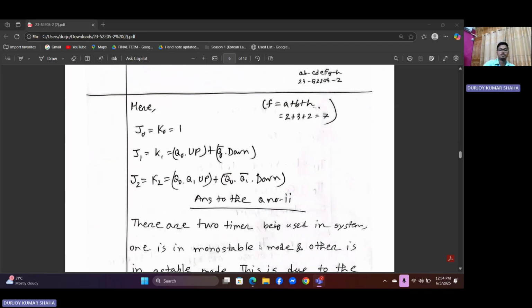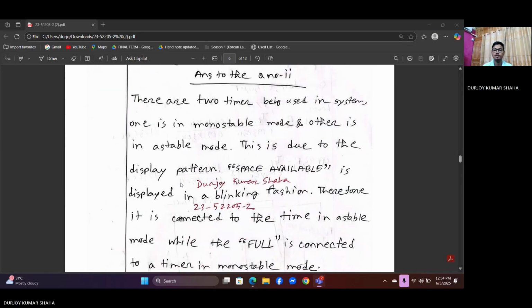Now, in the second question, in this system, the monostable timer is used to control the display of the word full, which appears only once when triggered. On the other hand, the astable timer controls the blinking of the message space available, which continues to blink as long as the condition is met. This blinking behavior is possible because the astable timer produces a continuous output, which is perfect for signaling available space in a dynamic way.